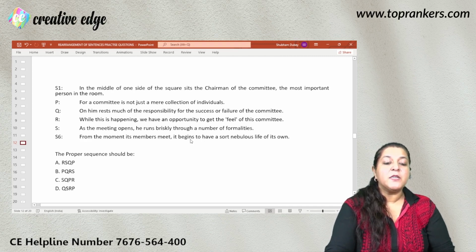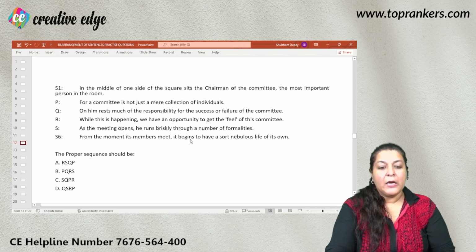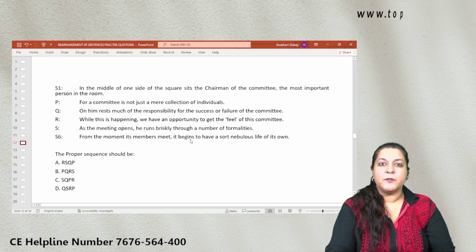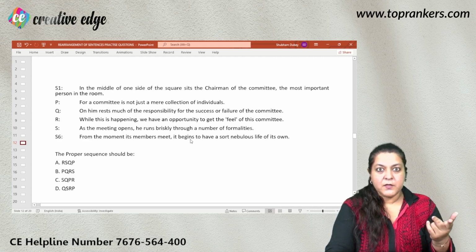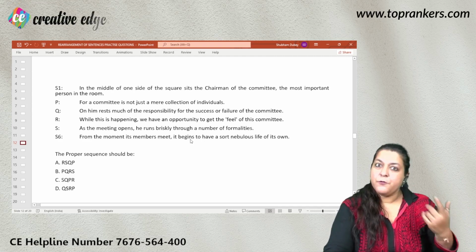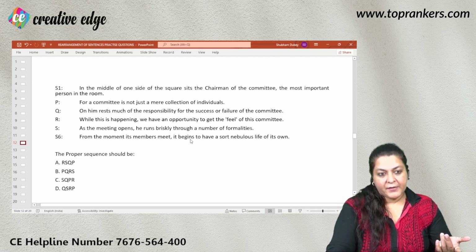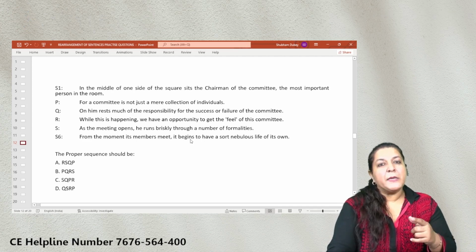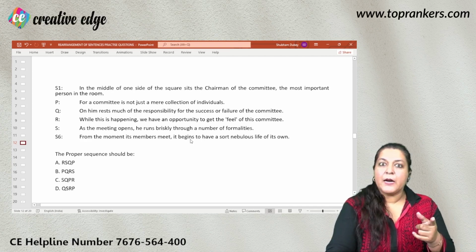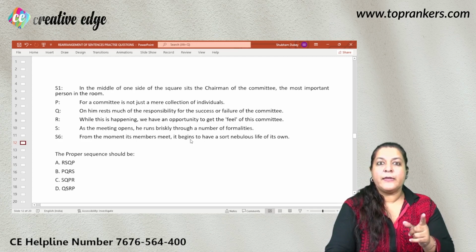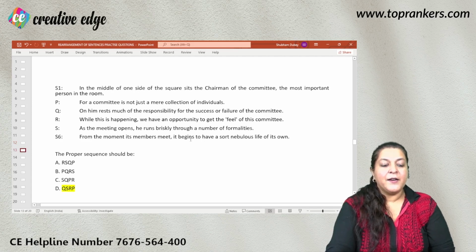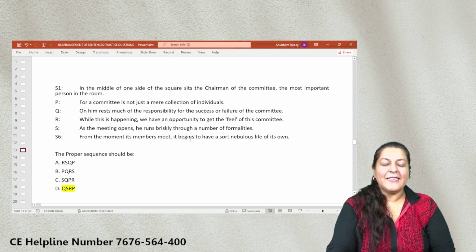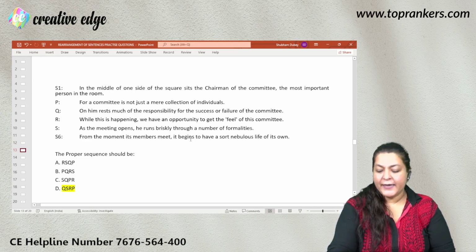From the moment its members meet, it begins to have a nebulous life of its own. Now, from the moment its members, do remember, just like we had nouns and we were looking for pronouns in the first sentence, now we have a pronoun. Shouldn't we be looking for the nouns pertaining to it? Yes, we should be. Now, its members meet is being talked of about the committee, which is only talked of in sentence P. So our answer is sorted. We have D as our answer. Easy, no? Yes. Let's go on to the next question quickly.